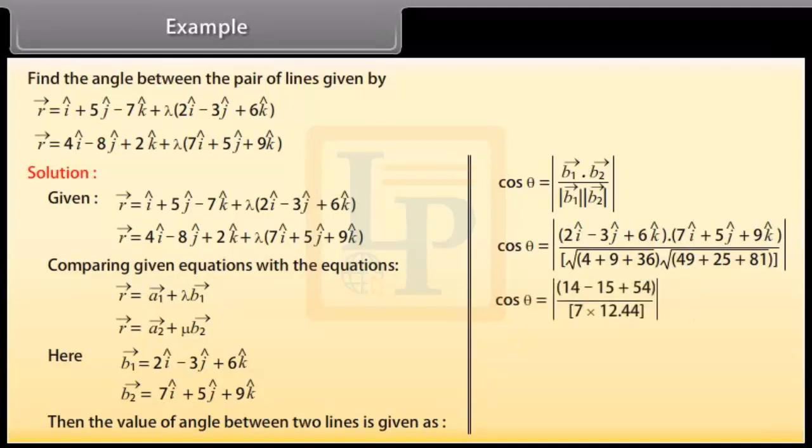Cos theta equals modulus of (14 minus 15 plus 54) divided by 7 into 12.44, which equals modulus of 53 by 87.08. Theta equals cos inverse (53 by 87.08). Theta equals 52.51 degrees.